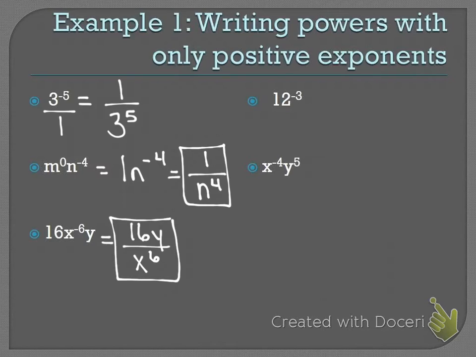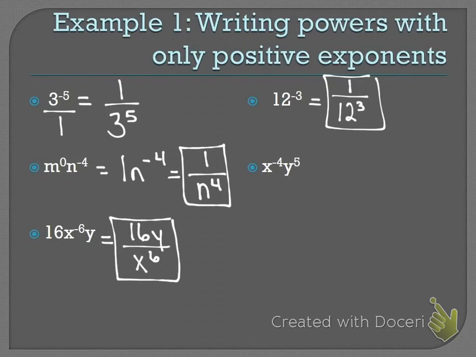All right? Now, I want you to do these last two. 12 to the negative third power, write this power using only a positive exponent, and same thing with x to the fourth, y to the fifth. So what's the first one going to be? 1 over 12 to the third. Very good, because I just move it into the denominator, so I reverse the sign of my exponent.